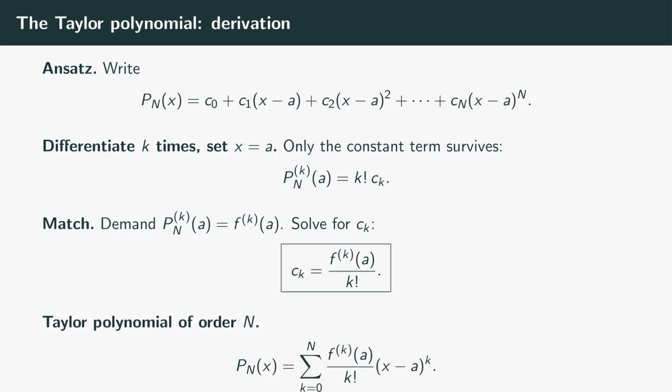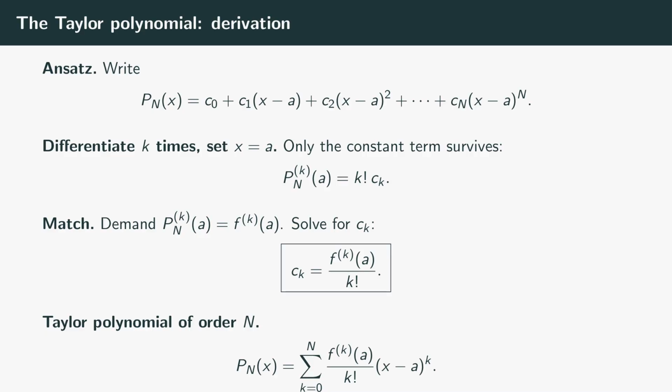Now plug in x equals a. Every term with x minus a to a positive power dies. Only the term with j equals k survives, and it contributes c sub k times k times k minus 1 times k minus 2, and so on, down to 1, which is k factorial times c sub k. So the kth derivative of p sub n at a equals k factorial times c sub k.